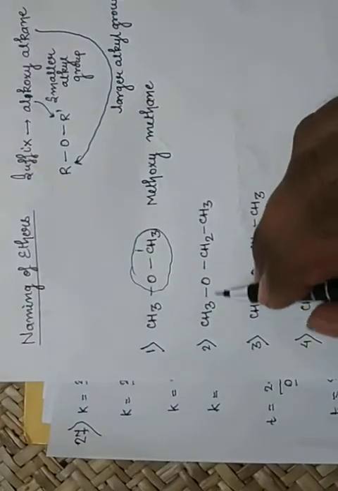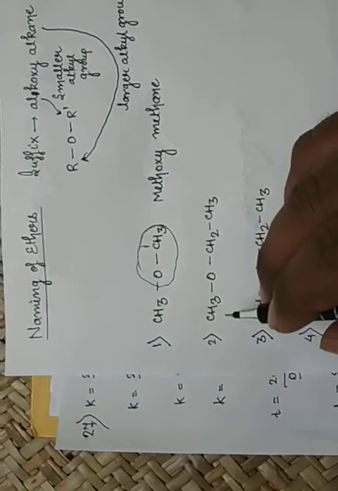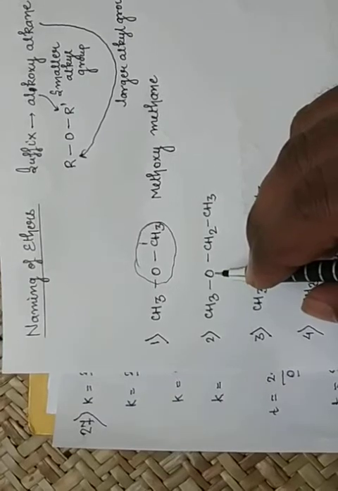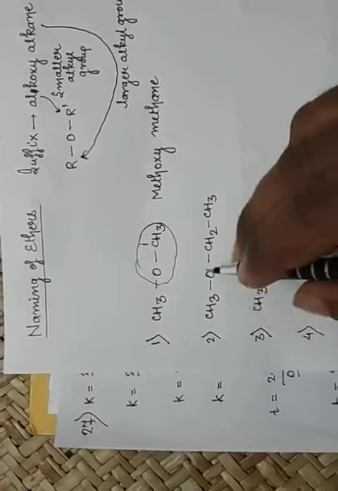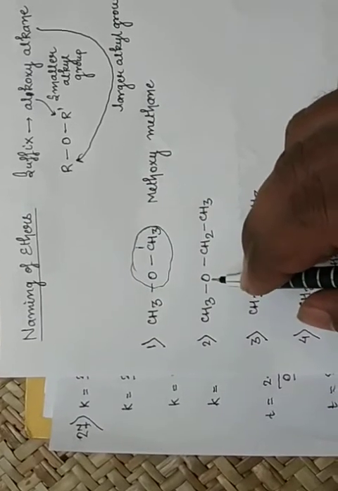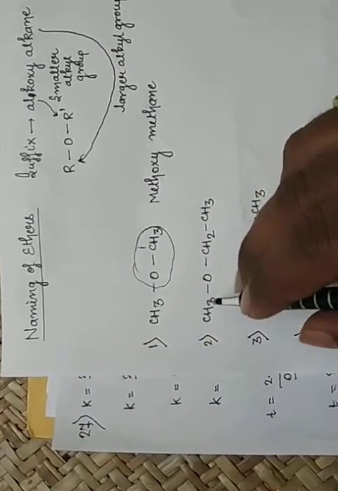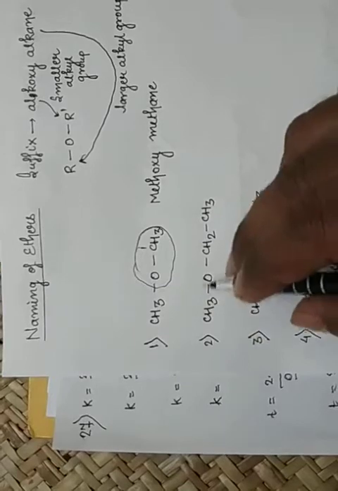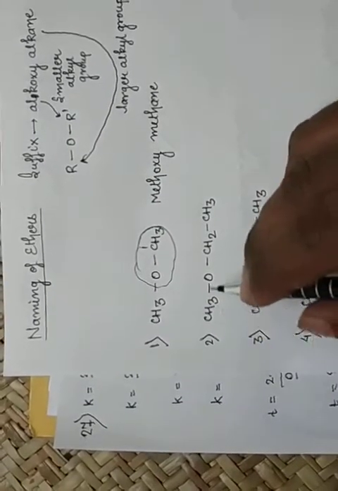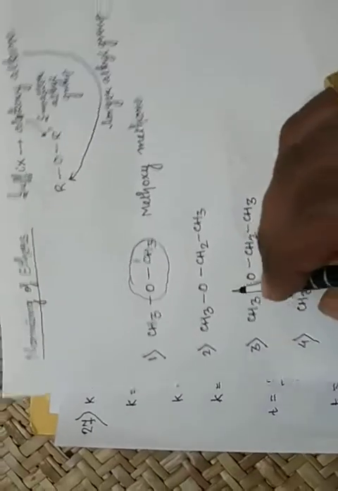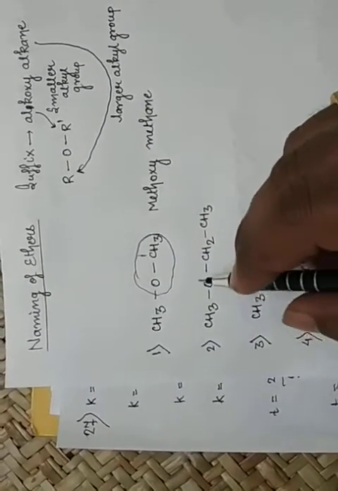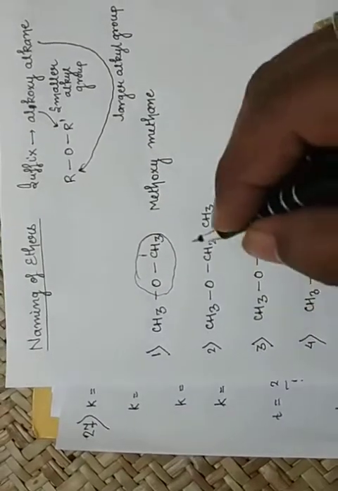Now there's an oxygen attached with one carbon on one side and two carbons on the other. You always consider the oxygen attached with the smallest carbon atom. There's a one carbon and there's a two carbon, so you consider that side, the one carbon, and then the two carbon part.